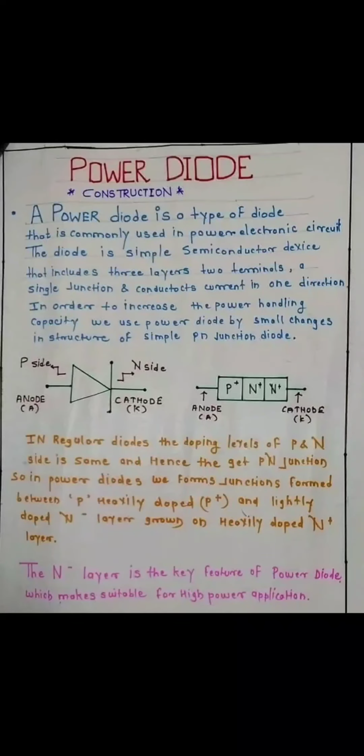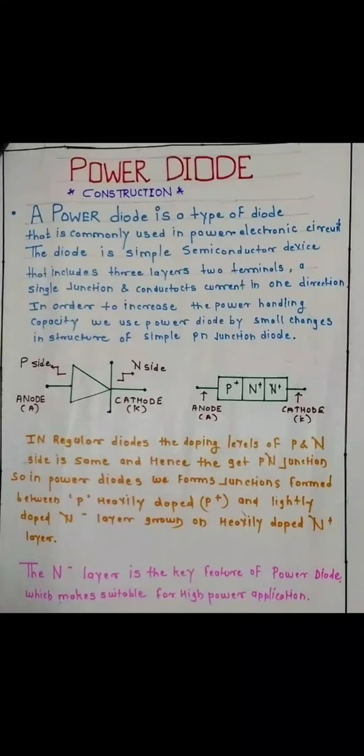In a regular diode there is a single junction and it conducts current in only one direction, but in a power diode, to increase the power handling capacity, we make a small change in the structure of a simple PN junction diode.